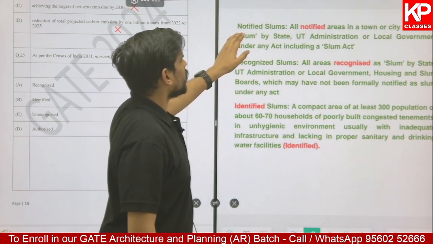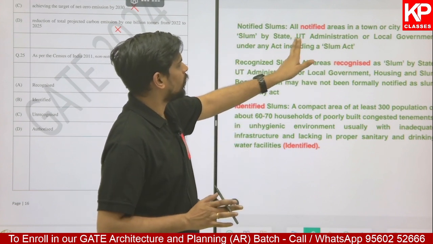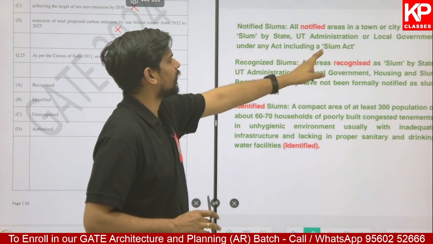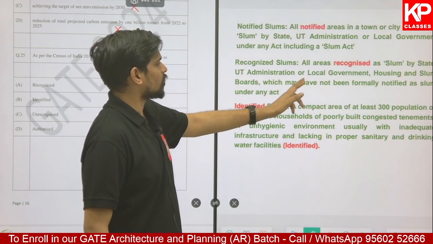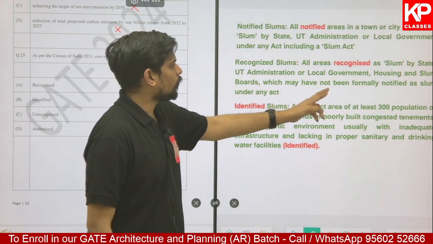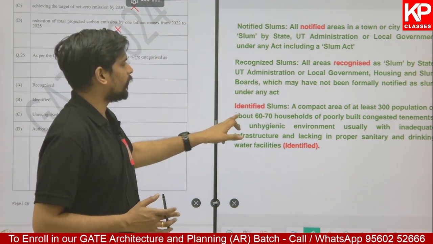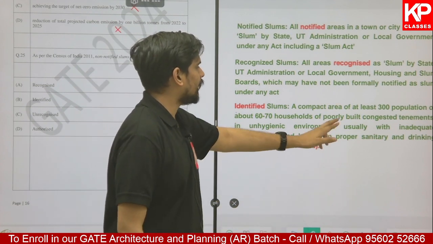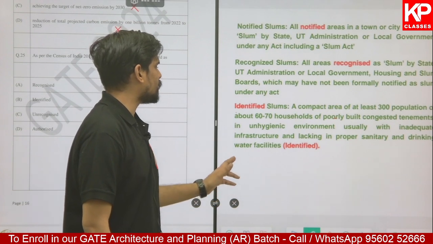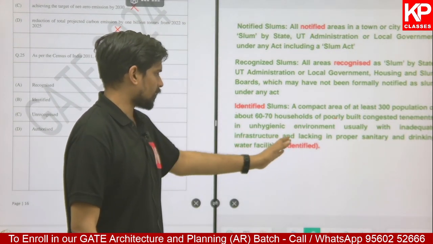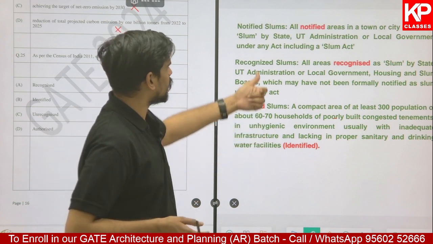Notified slums are all of those notified areas in a town or city which have been notified as slum by the state or Union Territory administration or the local government under any act, including the Slum Act. Recognized slums, on the other hand, are those which are recognized as slum by the state or UT administration or local government, housing and slum boards, which are not necessarily notified, but have been recognized. So that's the second level. The third type is identified slums. Identified slums are those defined as compact areas with at least 300 population or 60 to 70 households of poorly built congested tenements in an unhygienic environment, usually with inadequate infrastructure and lacking in proper sanitary and drinking water facilities. They are neither notified nor recognized.